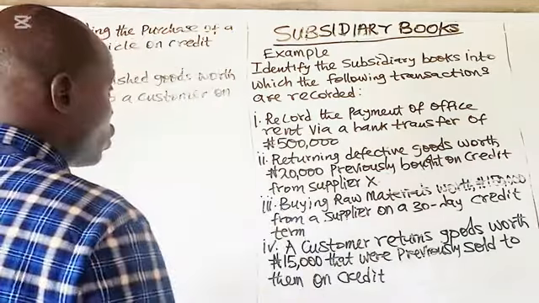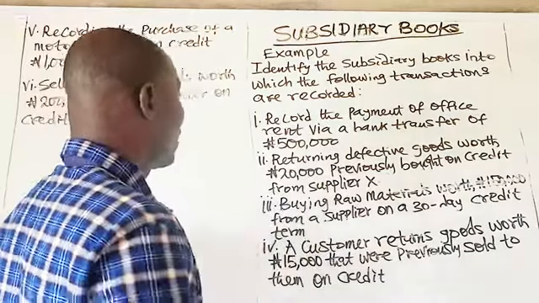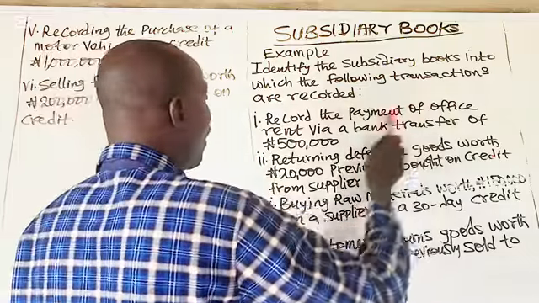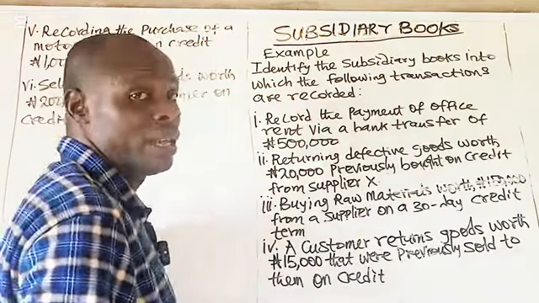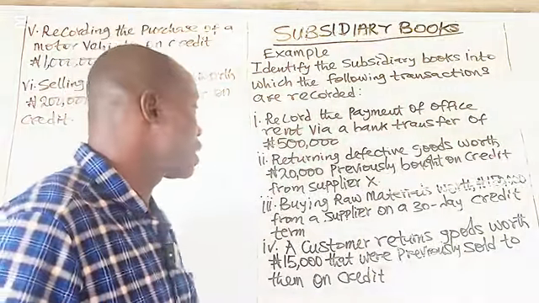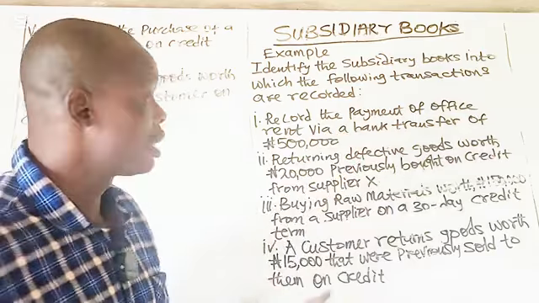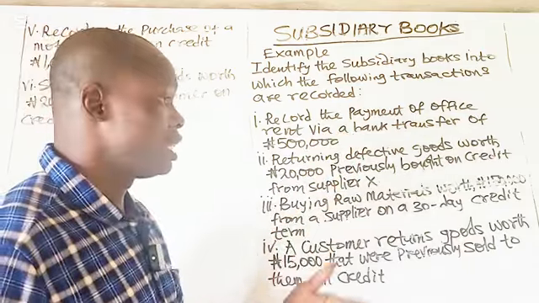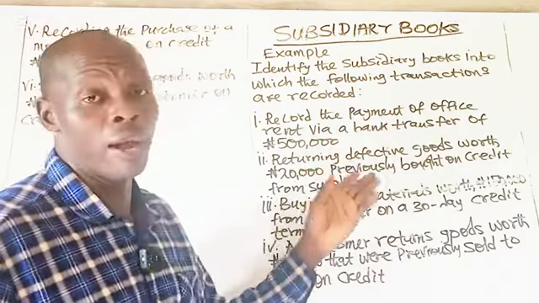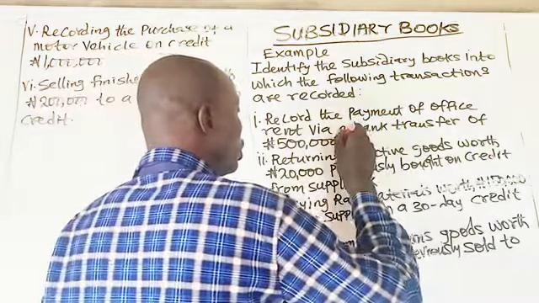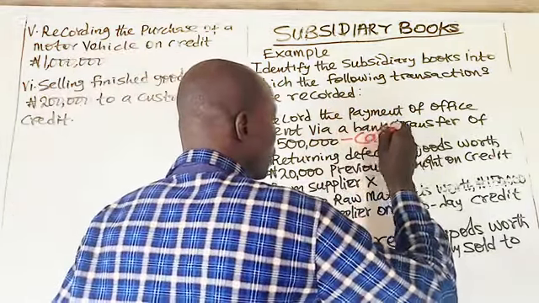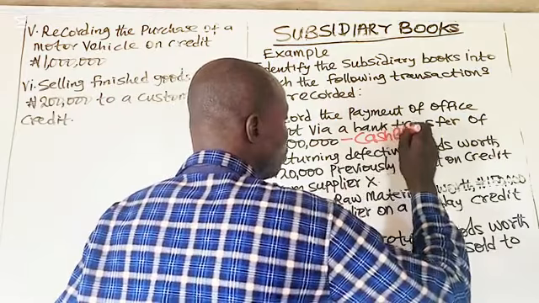So now let's have the solution to the question. The first item, record the payment of office rent via a bank transfer of 500,000 naira. I've told you that transactions that took place by cash or cheque will be recorded in the cash book. So cash book takes care of the cash and bank transactions. So this goes into the cash book.